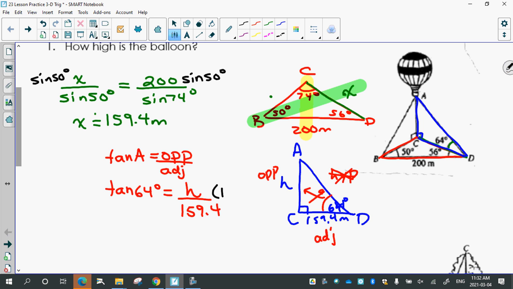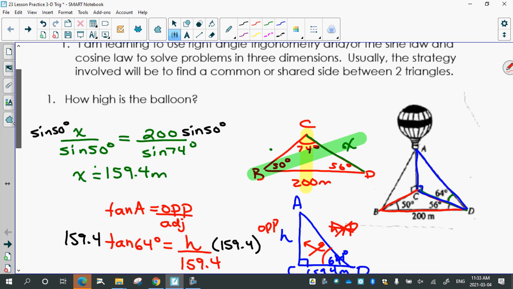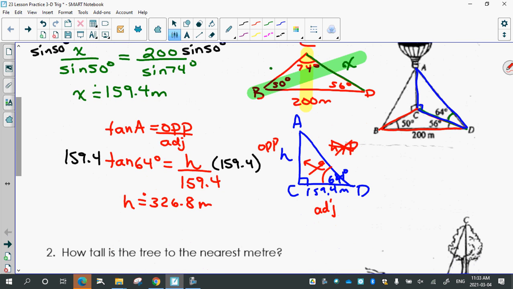So I'm going to multiply both sides by 159.4. And we get H is approximately 326.8. And then see if there's any rounding rule required and what the units are. Nope, it just says how high is the balloon, and it's in meters. So therefore, the balloon is 326.8 meters high.